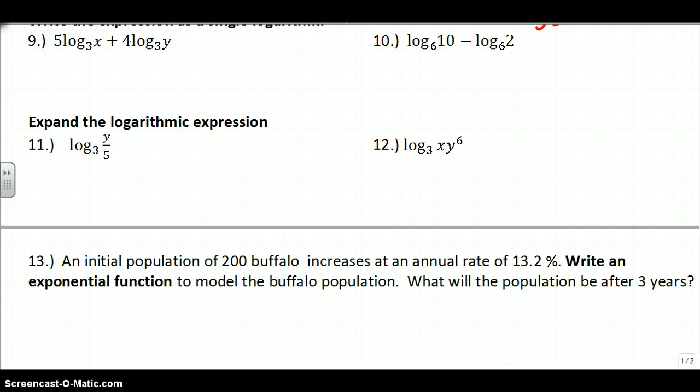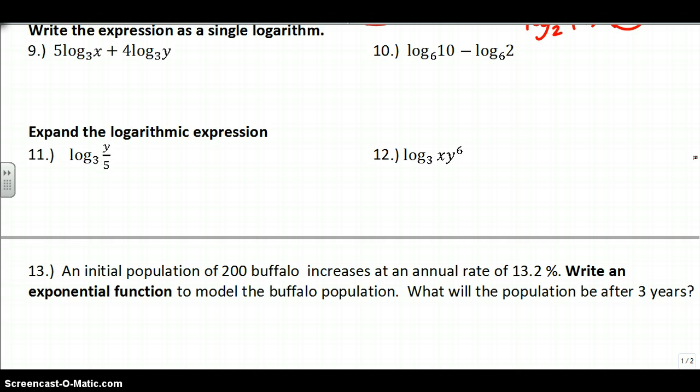Looking at the instructions here, it says write the expression as a single logarithm. So as you can see, there's a string of logs in both of these, and we want to put them together into a single log. The first thing you have to take care of is any numbers out front of the logs, because those are actually exponents. So you have log base 3 of x to the 5th, plus log base 3 of y to the 4th. The 5 and the 4 just come up as powers.